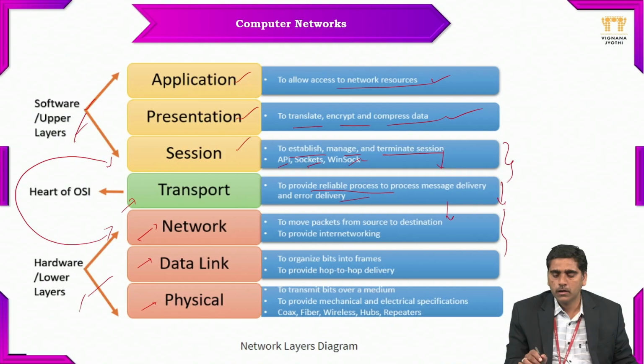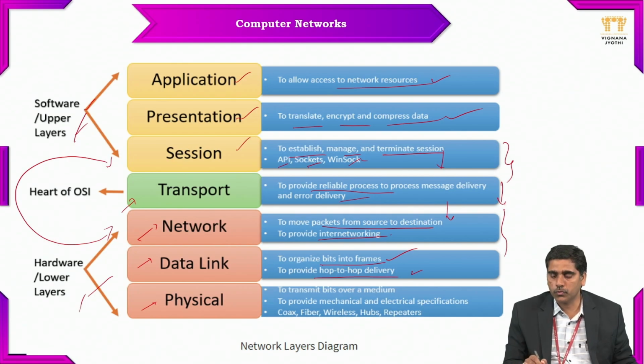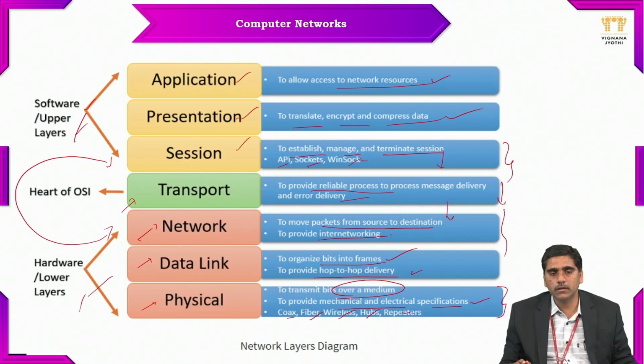And the network layer is to move packets from source to destination and to provide internetworking mechanisms also. And the data link layer is for organizing the bits into frames and to provide hop to hop delivery. So how each and every hop will be delivering to the destination side. And the physical layer transmits bits over a medium. So how the medium is communicated to other system and how bits are going to be transferred to the medium. And to provide mechanical and electrical specifications also. And the cables, coaxial cables, fiber cables and wireless hubs, repeaters, all come under this physical layer.